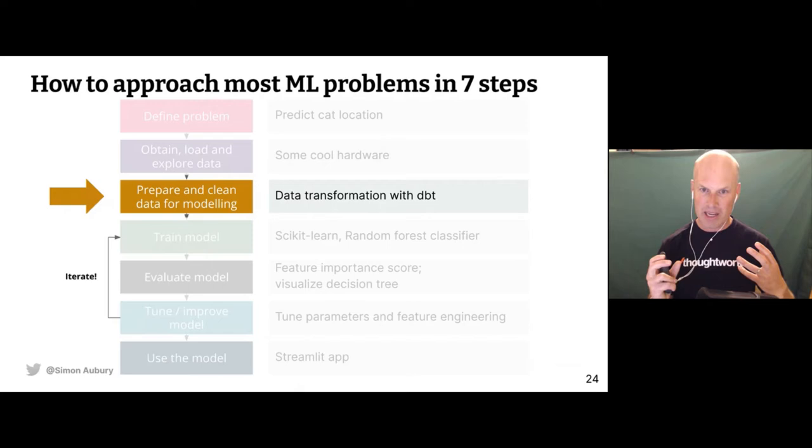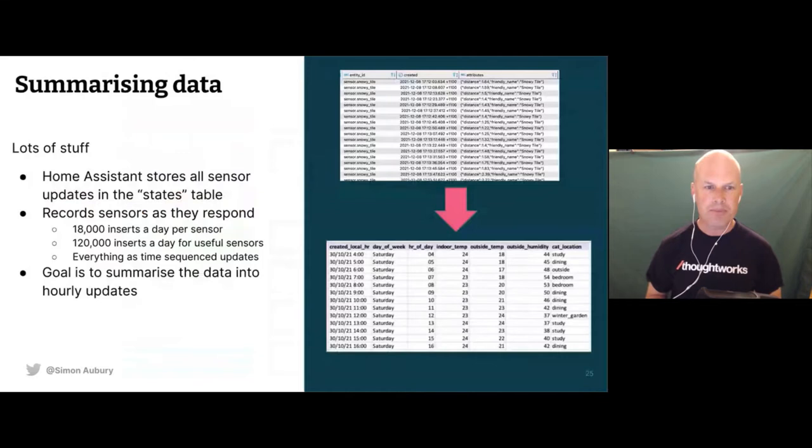But now we've got a bit more of a task of actually being able to streamline it and get the insights out of that data before we can train up a model. So how do we prepare and clean that data suitable for modeling? And this is where I'm going to talk very briefly about some data engineering with DBT. So Home Assistant is capturing all this data, and I'm actually capturing an awful lot of data. These sensors are receiving around 18,000 updates a day. And some of these sensors, I'm getting hundreds of thousands of updates throughout the day. That's an awful lot of data that I'm going to have to churn through.